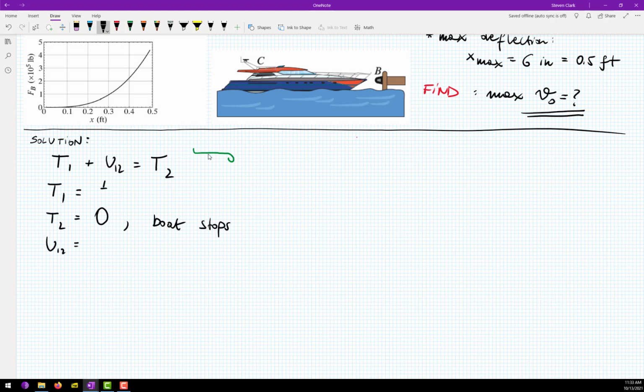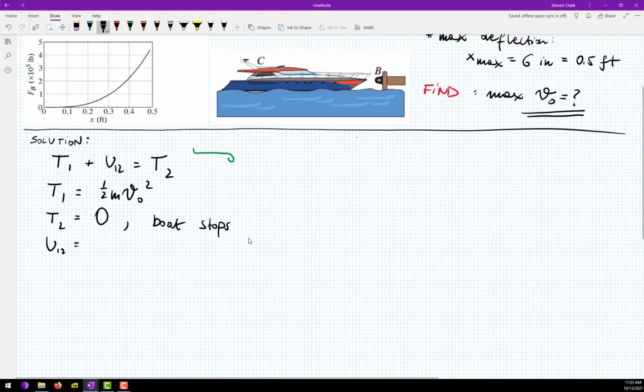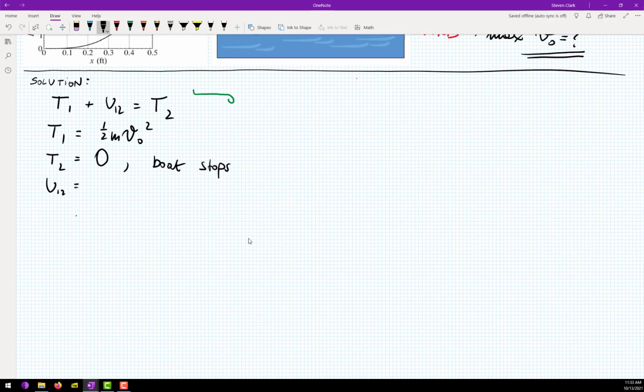And at the beginning, we have 1/2 mv0 squared, exactly like last time. Okay, and now what forces act on our boat? Let us draw the FBD. So we have our boat. Actually, I can maybe draw it here.